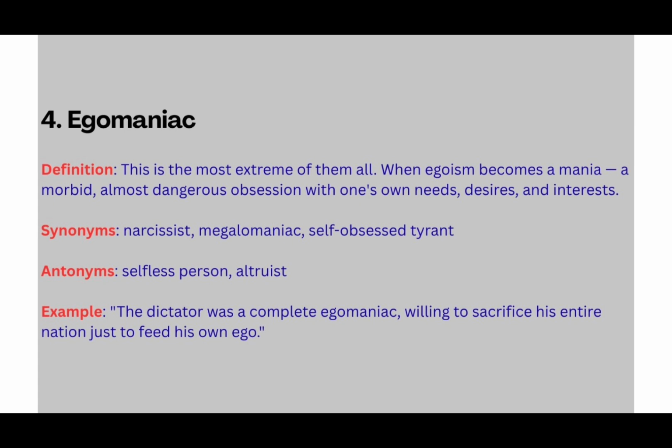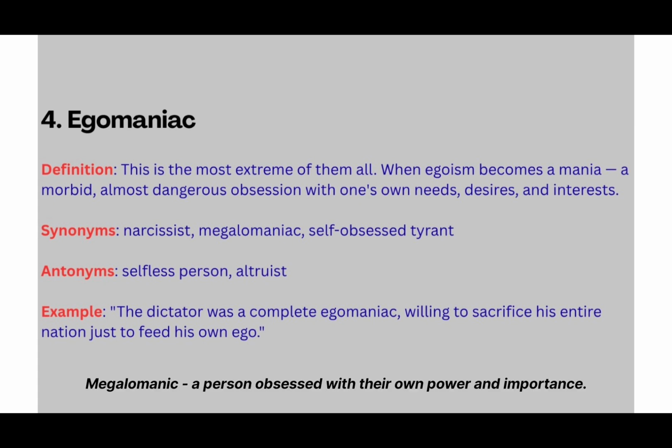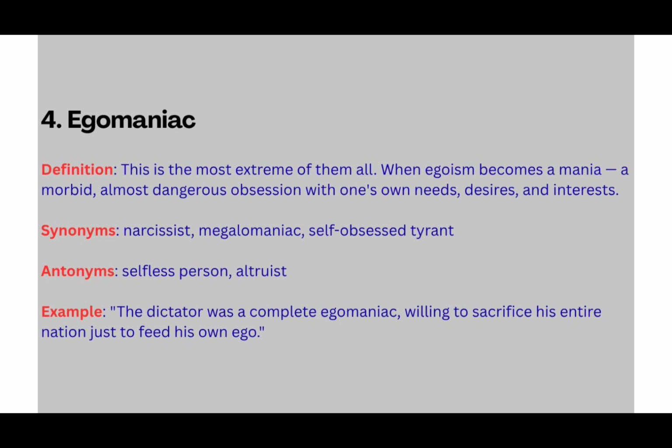Its synonyms are like narcissist, megalomaniac. A megalomaniac is a person who is obsessed with their own power and needs. Self obsessed tyrant means a cruel, harsh ruler who controls others unfairly. Antonyms we have selfless person, altruistic. An example of egomaniac: the dictator was a complete egomaniac willing to sacrifice his entire nation just to feed his own ego.